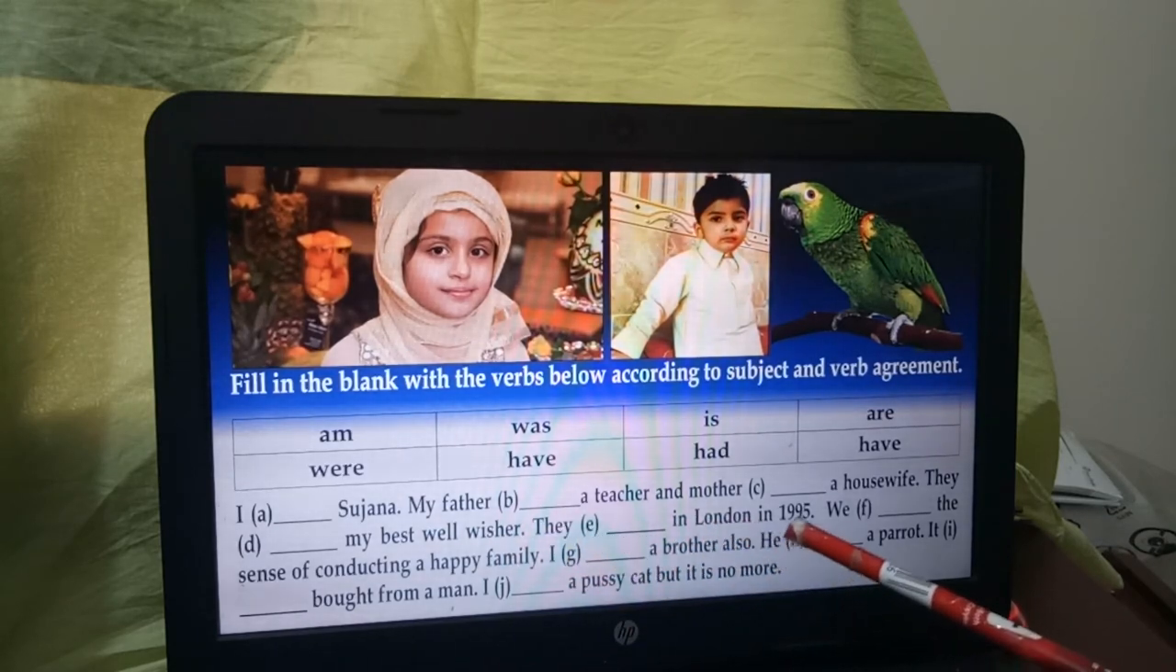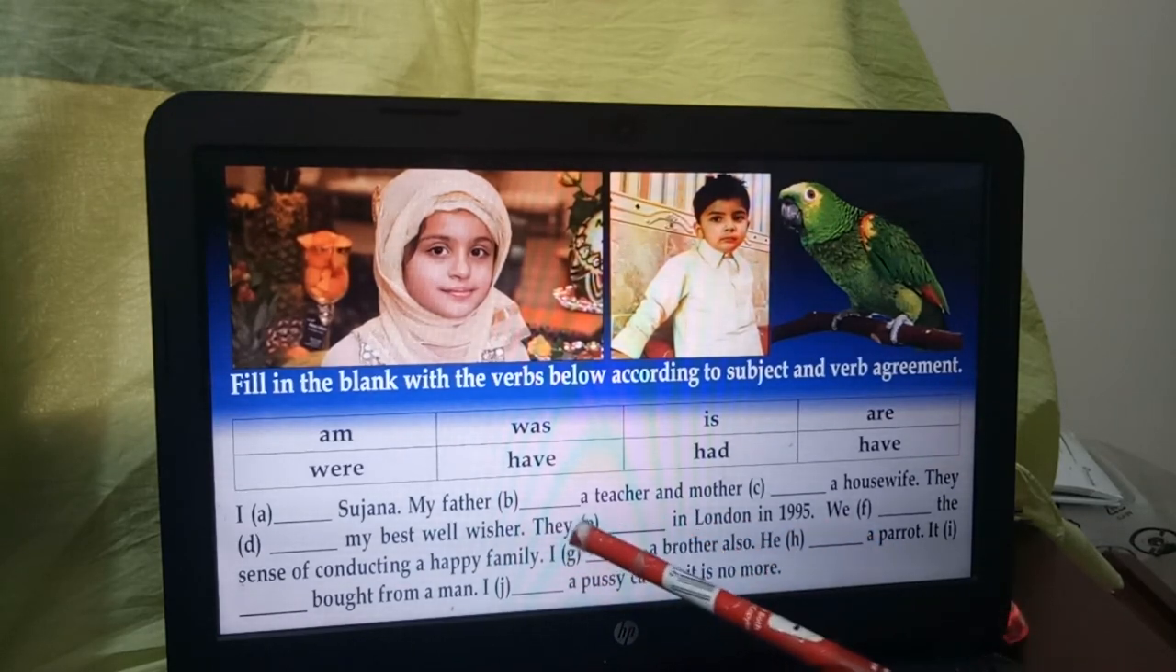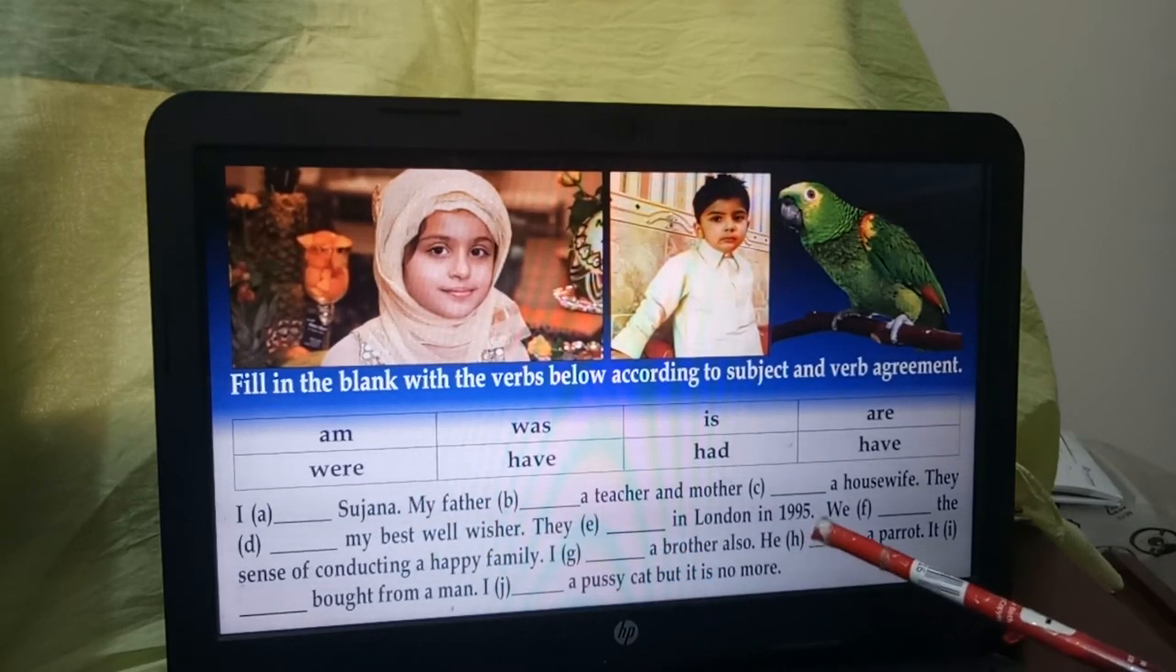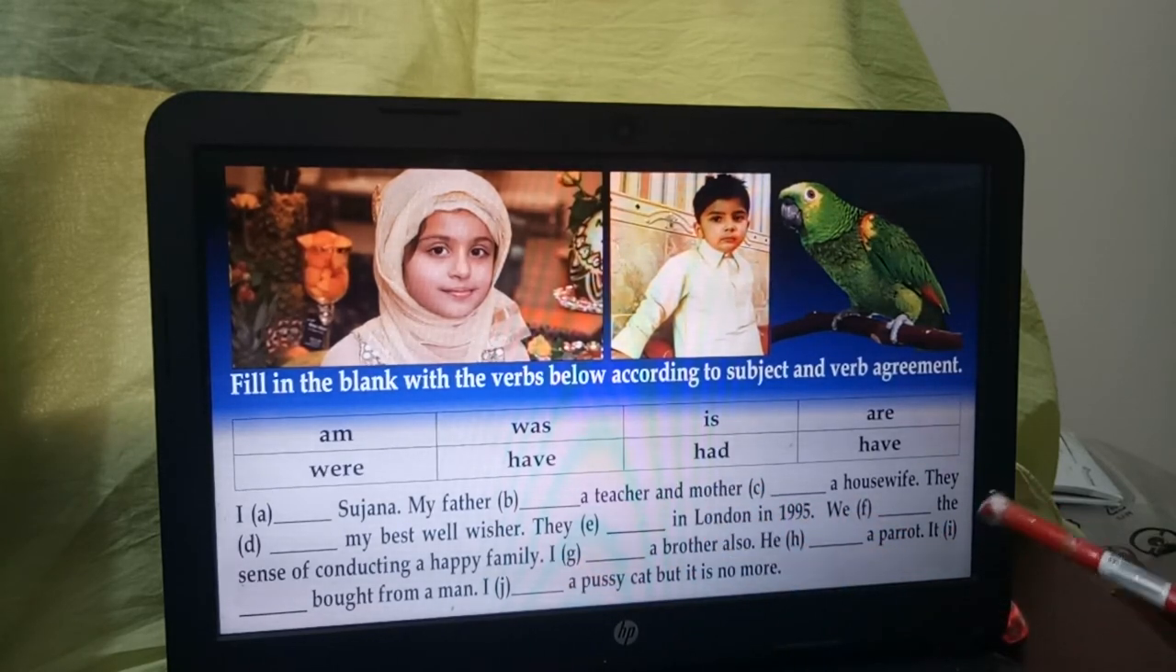They were in London in 1995. They were, the plural verb. They were in London in 1995. We have the sense of conducting a happy family.